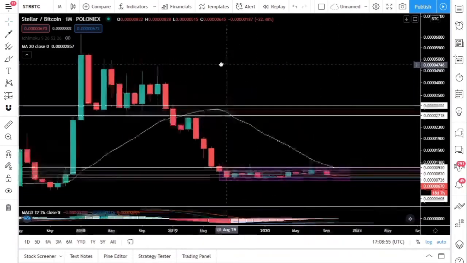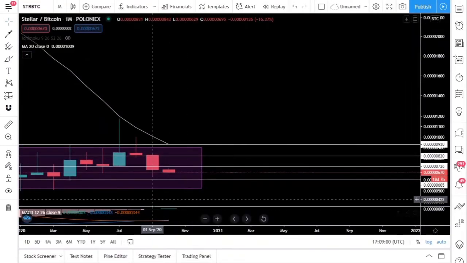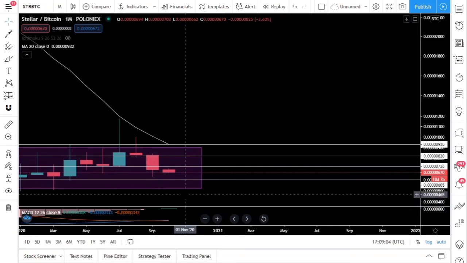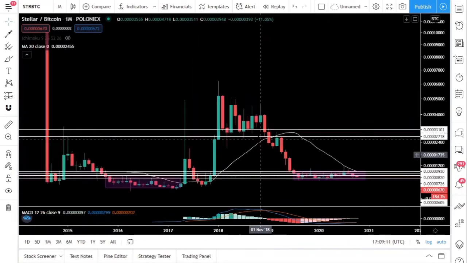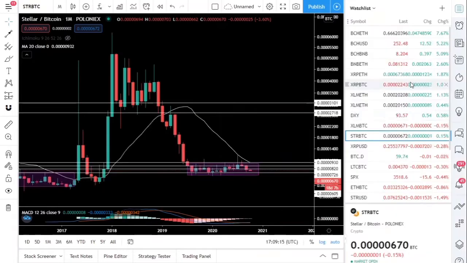The MACD looks very interesting. We have flipped to the green side on the MACD, so that is what you should be looking at. So any time Stellar can pump, this is a good time to accumulate Stellar using Bitcoin, if you are one of those people who like to sell their Bitcoin for Stellar.